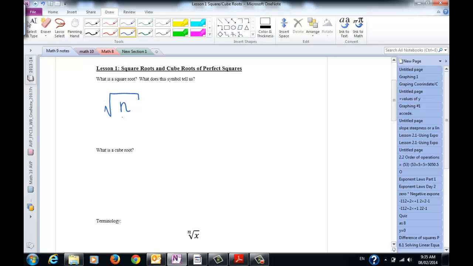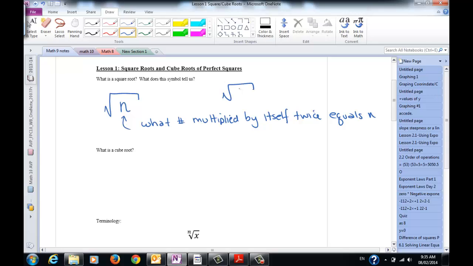And basically what it's saying is, what number multiplied by itself twice equals n. So a nice example is the square root of 4. What number multiplied by itself twice equals 4? 2. Square root of 9. What number multiplied by itself twice equals 9? 3.